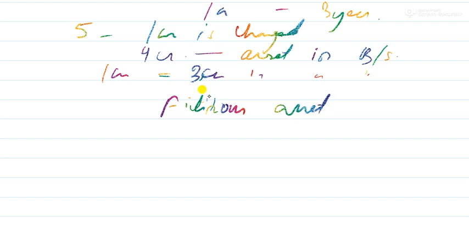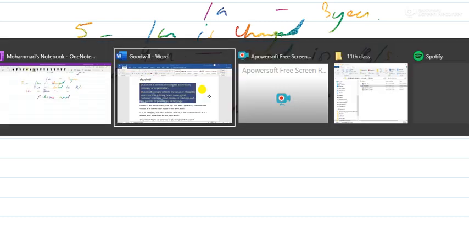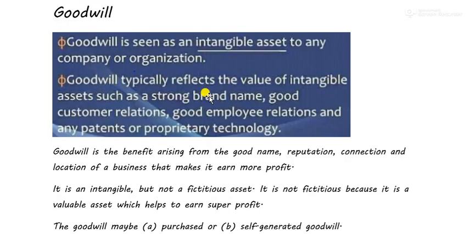Although it is recorded in the balance sheet on the asset side, this asset does not have any use. All right, I'll give you the definition in another class, but this was the understanding of fictitious assets, and that's that. Okay, so goodwill is an intangible but not a fictitious asset.